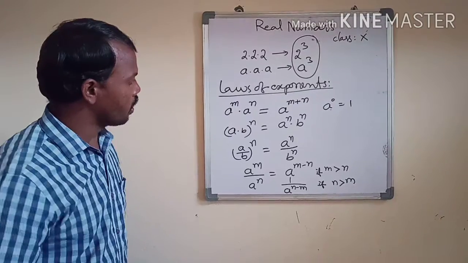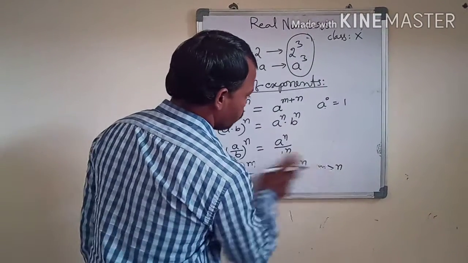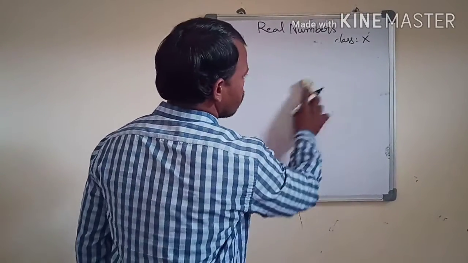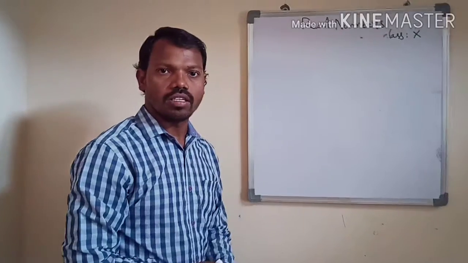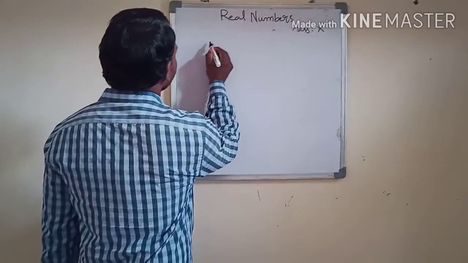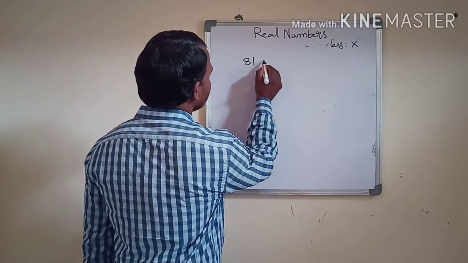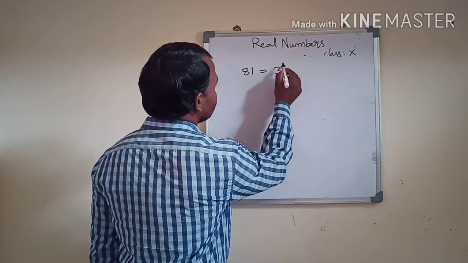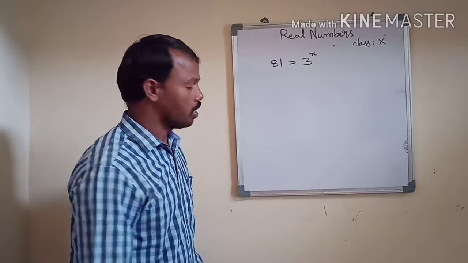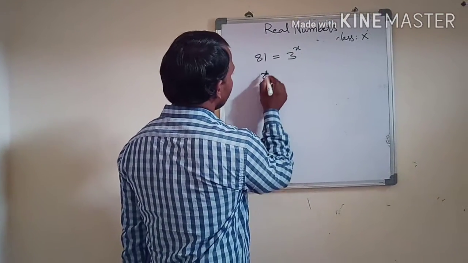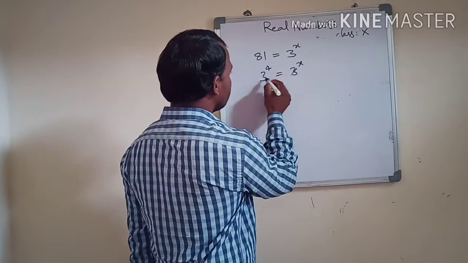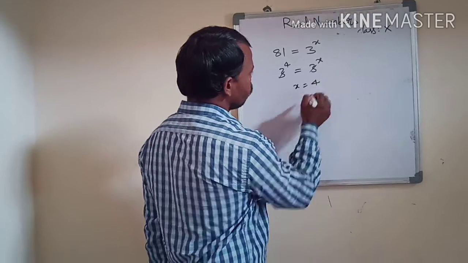So let us see some more examples for this. By using laws of exponents we need to find some values. For example, 81 is equal to 3 to the power of x. Can we find the value of x? Is it possible? Let us see. 81 we can express as 3 to the power of 4, and 3 to the power of x. Their bases are the same, then x is equal to 4.